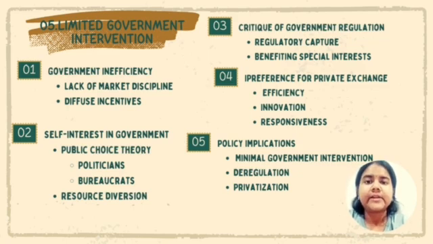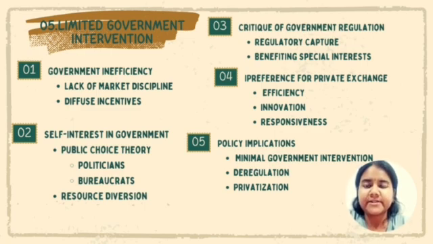Regulatory capture: regulations are frequently influenced or controlled by the very industries they are supposed to oversee. Firms and interest groups lobby for rules that benefit them, such as creating barriers to entry for competitors, securing subsidies or favorable treatment, using regulations to entrench monopolistic advantages. Benefiting special interests is where regulations tend to benefit the politically organized and influential, for example, large corporations or unions, at the expense of the general public. For example, licensing laws can restrict competition, raising costs for consumers. Environmental rules may disproportionately favor certain firms or industries.